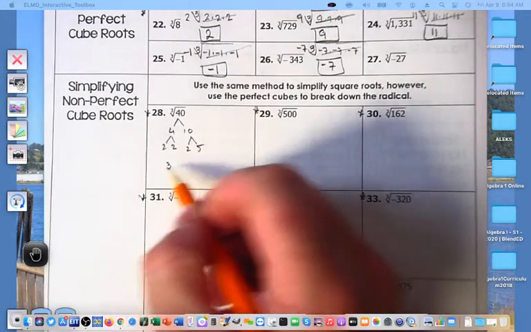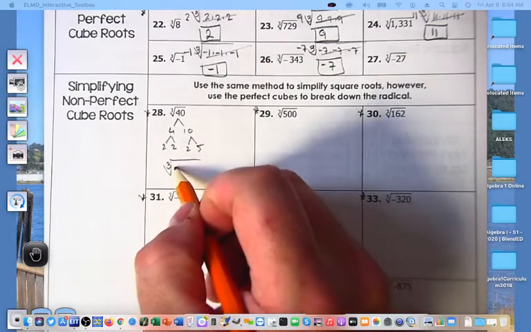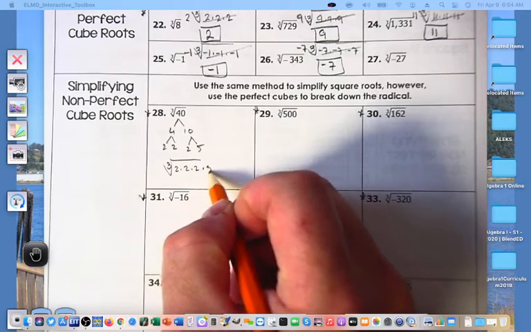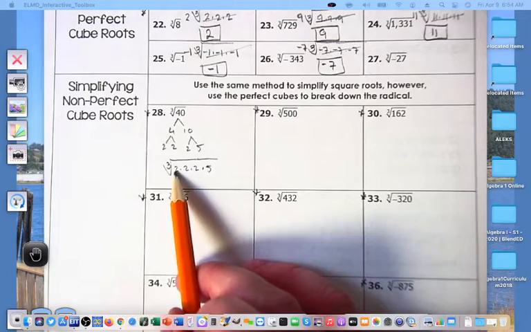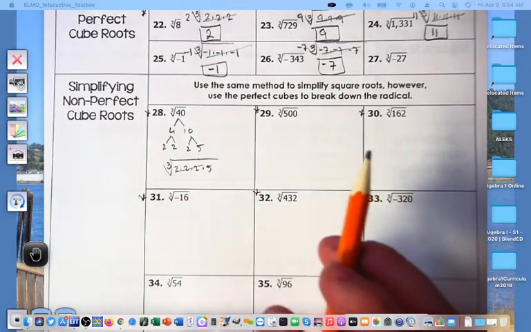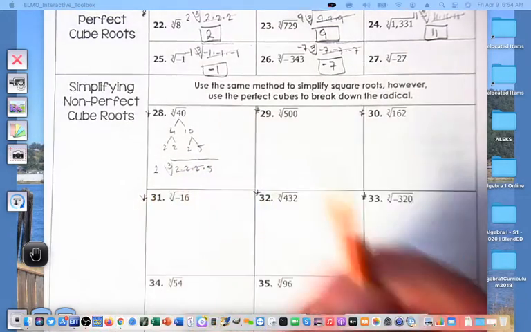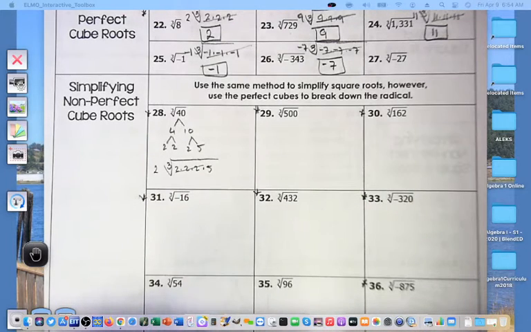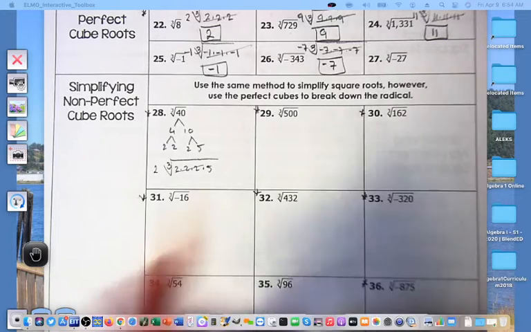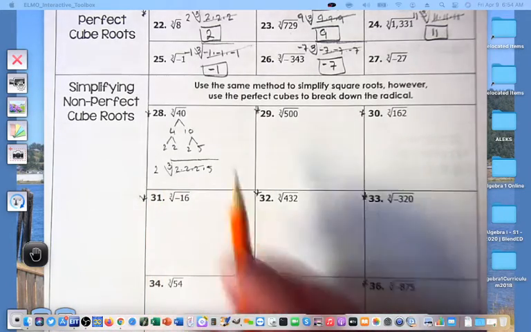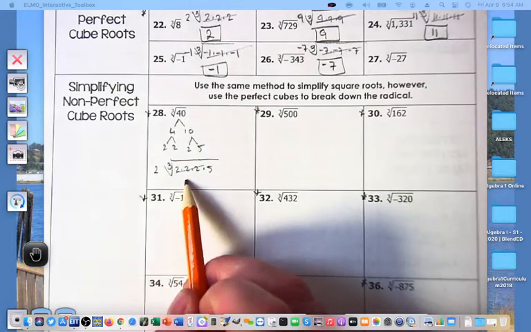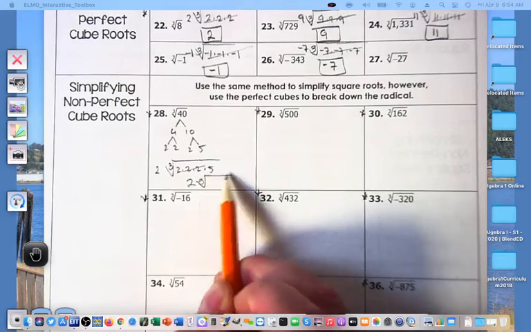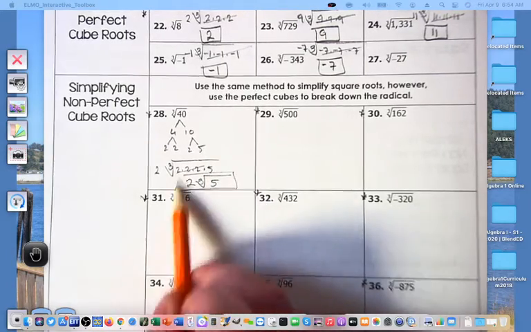I'm looking for an index of 3, so the cube root, I have 2 times 2 times 2 times 5. I'm looking for groups of 3 numbers that are identical to each other. I have 3 2s. They go to the outside, become a single 2. And just the same way we did earlier, we remultiply anything that's now on the outside and anything that remains on the inside. This time the 2 and the 5 are all that we have that's left over. So the cube root of 40 is equal to 2 cube root of 5. That's as simple as we can make it.